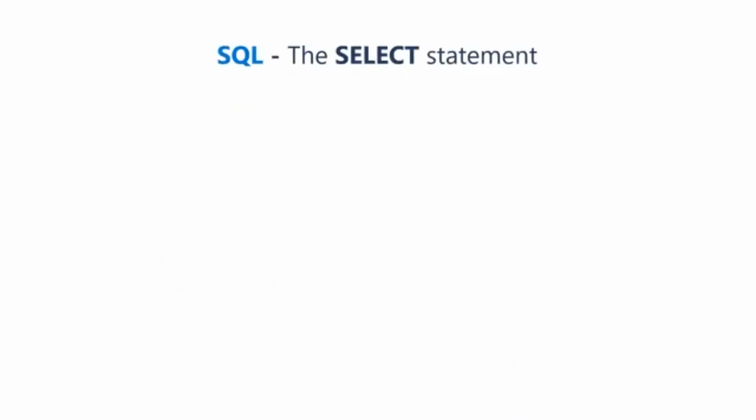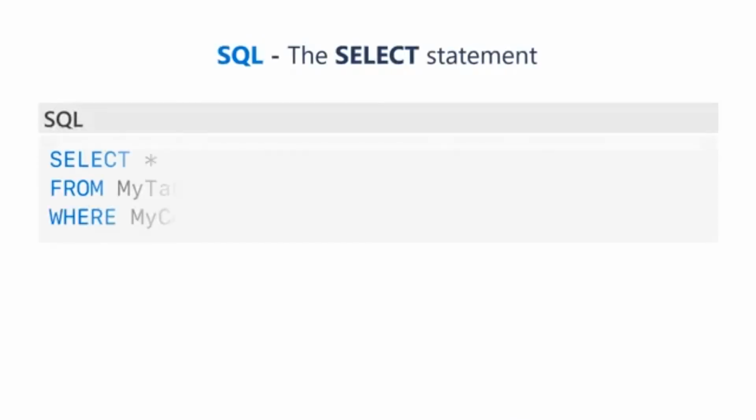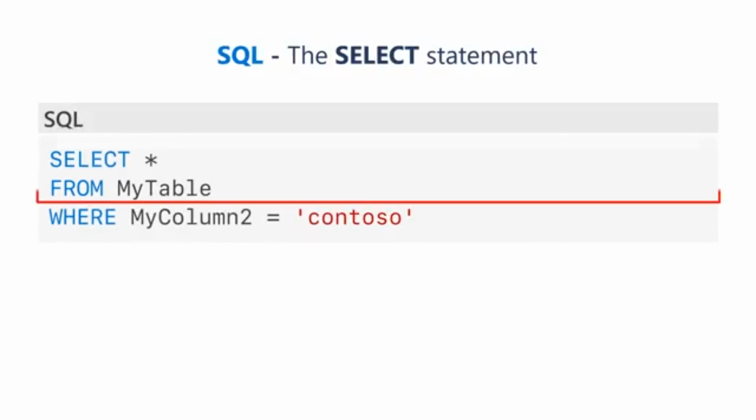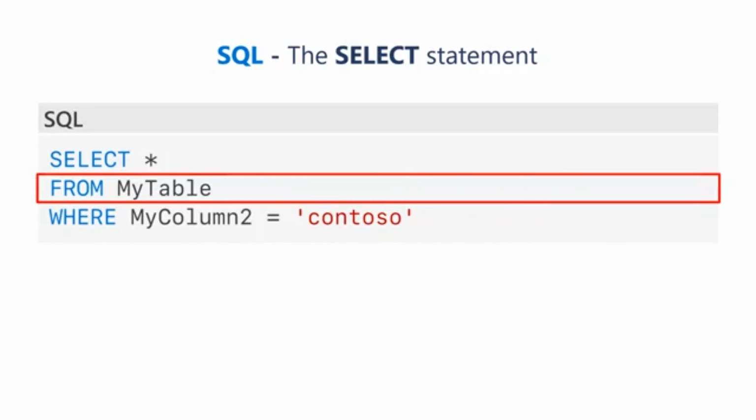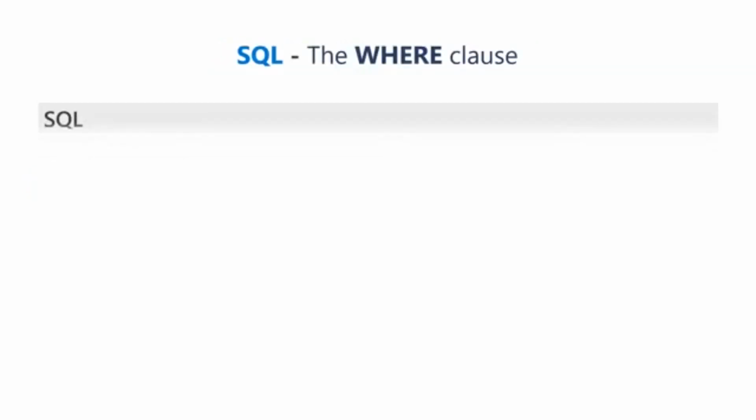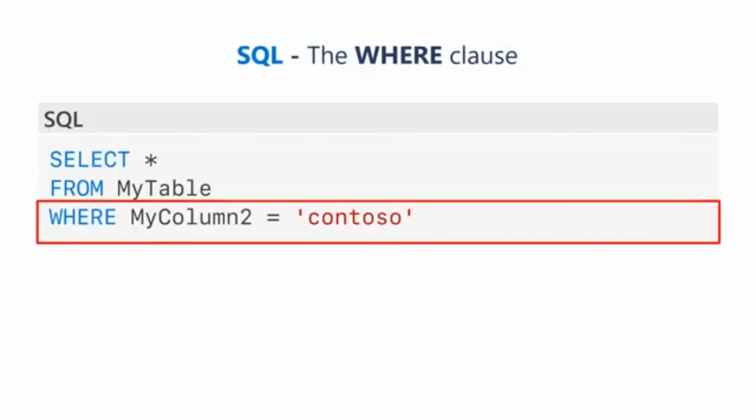Let's begin with an example of a select statement. This code selects all rows from the table named MyTable, where myColumn2 is equal to the value of Contoso. The function of the from clause is to specify the table to query. You usually apply a where clause with these statements in order to specify criteria. Only rows that match these criteria will be either selected, updated, or deleted.